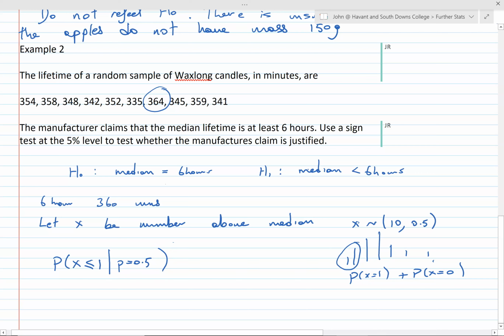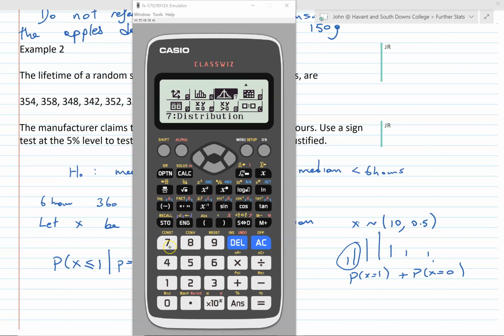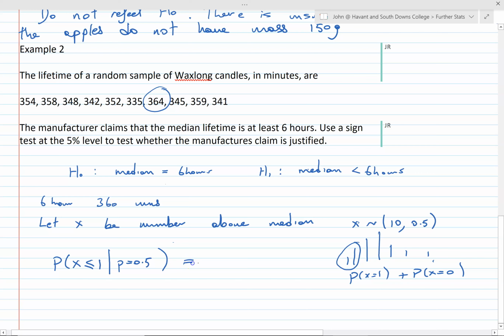Okay, and then we can go to our calculator to work that out, or we could use the formula in this case because we're only going to add two results together. But let's go to the calculator to do it. So we need binomial, and the value is 1, and the sample size is 10. That's 0.107, and that is less than our required significance level of 5%.